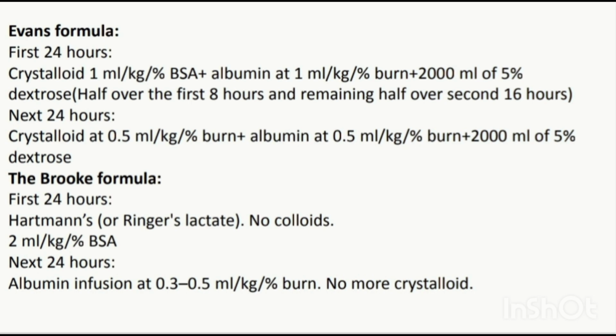In the Brooke formula, for the first 24 hours we use 2 ml into body weight in kg into the percentage of body surface area burned. You multiply everything, and whatever solution you get, you give over 24 hours, divided 50-50%: first 8 hours, second 16 hours. For the next 24 hours, albumin infusion 0.3 to 0.5 ml into kg into burns percentage. Whatever solution you get, you give over 24 hours by dividing 50-50: first 8 hours and second 16 hours. So these are the formulas used for fluid calculation.